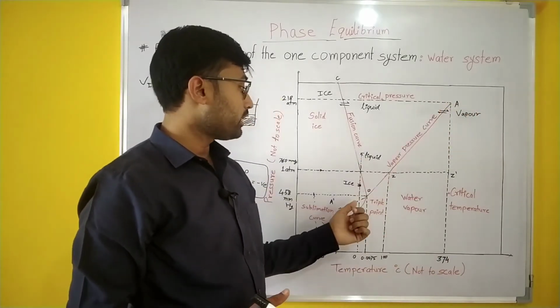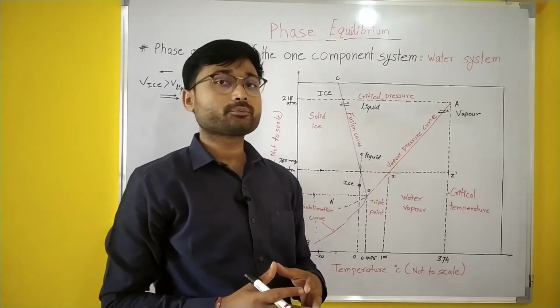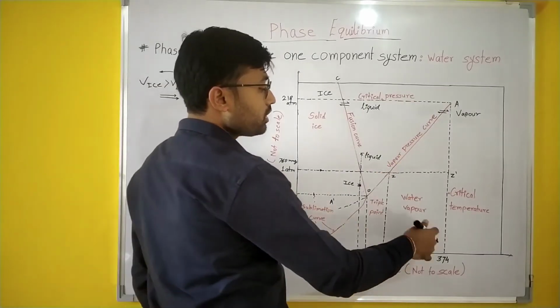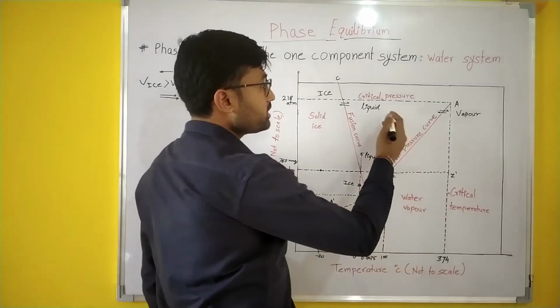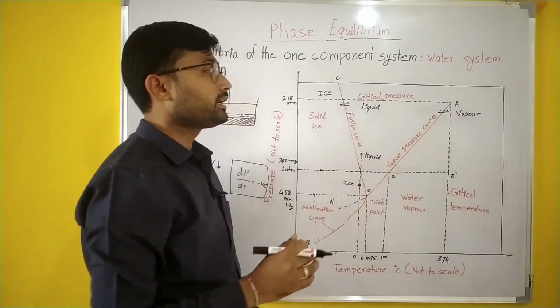That A is located on OA. The curve indicates the vapor pressure curve, where we get another equilibrium, that is liquid in equilibrium with the water vapor. So this indicates the second equilibrium.